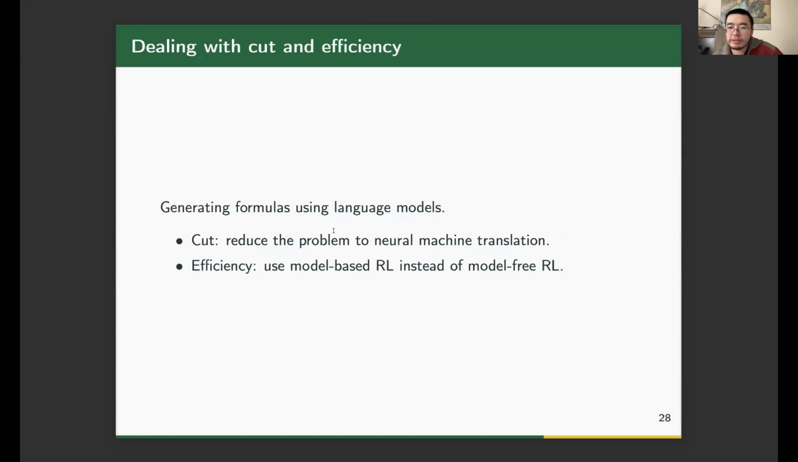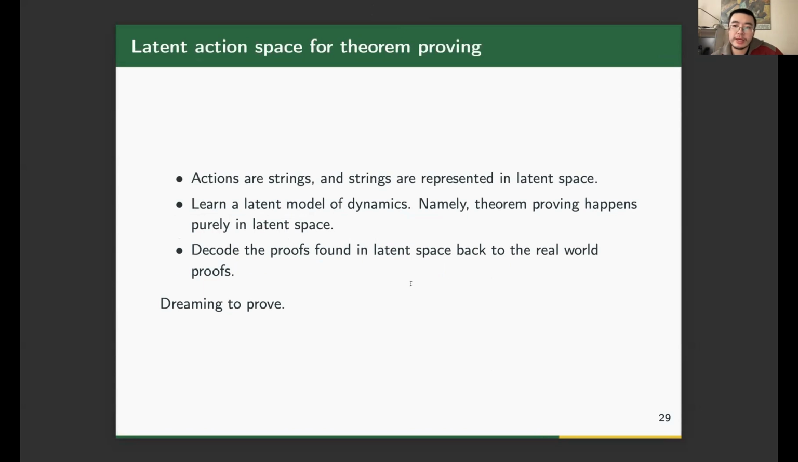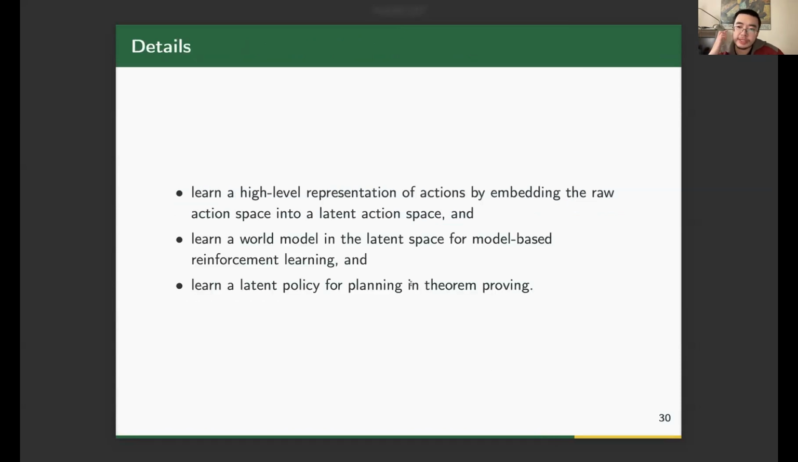So what is the general way? The general way is that we again use language models. What is good about language models is that they can generate arbitrary strings, including those suffices, right? And to solve the efficiency problem, we will use model-based reinforcement learning. What does this mean? It basically says that we can reason in latent space. We can reason completely in a 256-dimensional vector space. Instead of reasoning in the real string space, in the real mathematics space, the idea is that we will learn a high-level representation of actions by embedding the raw actions into a latent space.